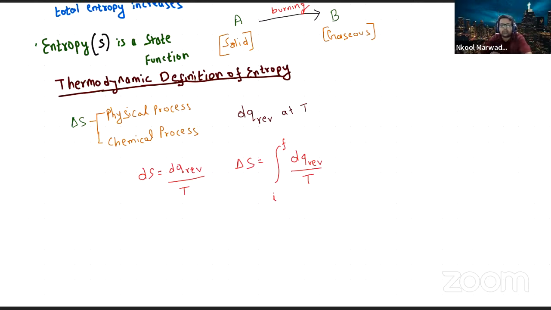So change in entropy can be done by a physical process or chemical process, because if any spontaneous process is taking place, entropy has to change. And mathematically, what will be the change in entropy? It will be the integration from initial to final of the heat transfer upon the absolute temperature at which that process is taking place. We do the integration and we get the change in entropy.